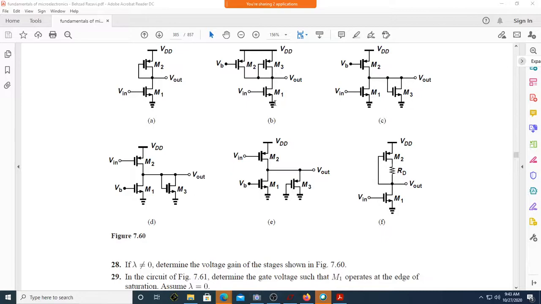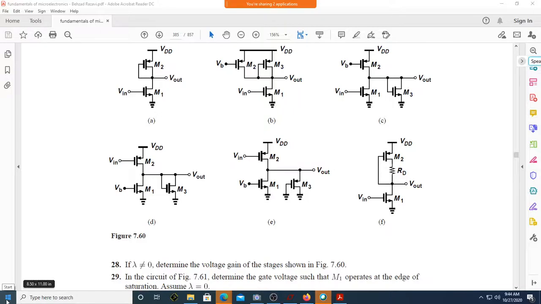Now, all of you know that gm into r0 parallel something should come. So, which gm shall I consider? gm1, gm2, gm3? Because you have 3 transistors. You have to consider the gm of the transistor to which you are applying the input voltage. That is M1. So Av is minus gm1 into r01 parallel with the effective load resistance, which is 1 over gm1 parallel to r01.